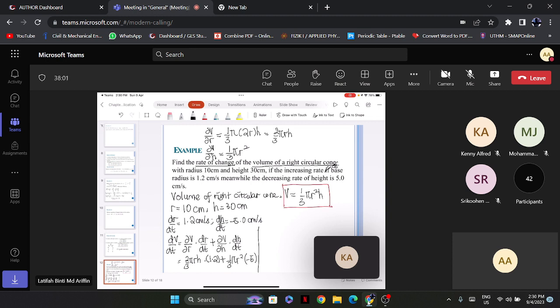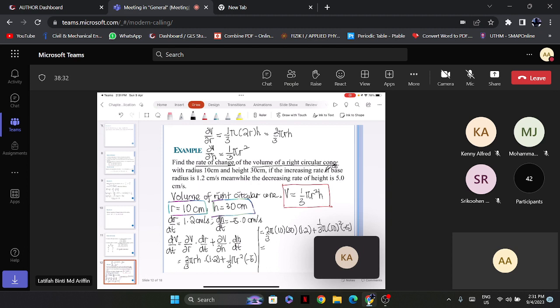Gantikan apa dia r. Okay, r seperti yang diberikan kat sini. This is our r. Okay, gantikan r dan gantikan h. Gantikan r = 10 dan h = 30. So ini sama dengan 2/3 pi r, iaitu 10 kali 30 kali 1.2, tambah dengan 1/3 pi 10 kuasa 2 kali negatif 5.